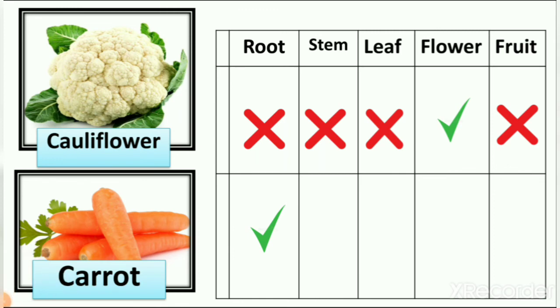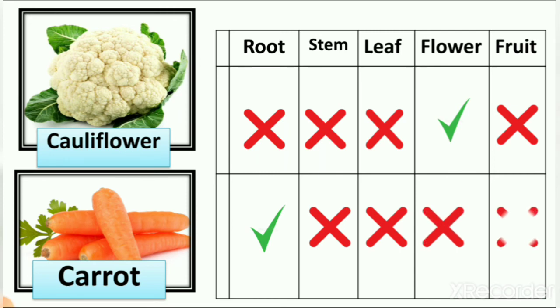So the other four: fruit, leaf, flower and stem. What do we do there? Wrong, right? So we write a wrong mark here. So, two vegetables, cauliflower and carrot. Cauliflower is the flower of the plant. You can see here, and carrot is the root of the plant, right?